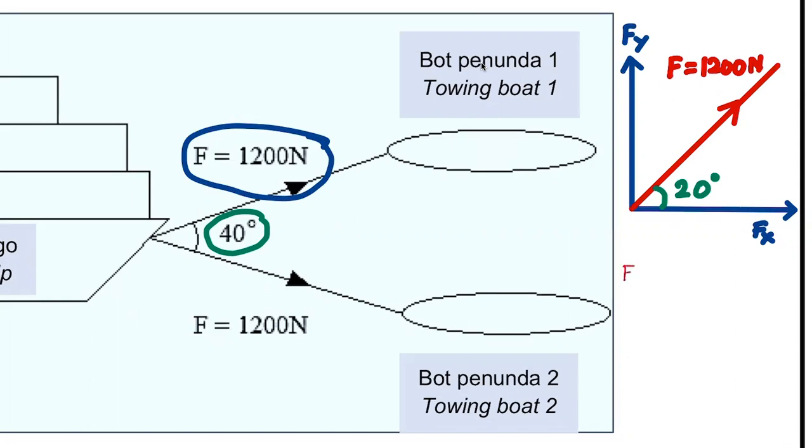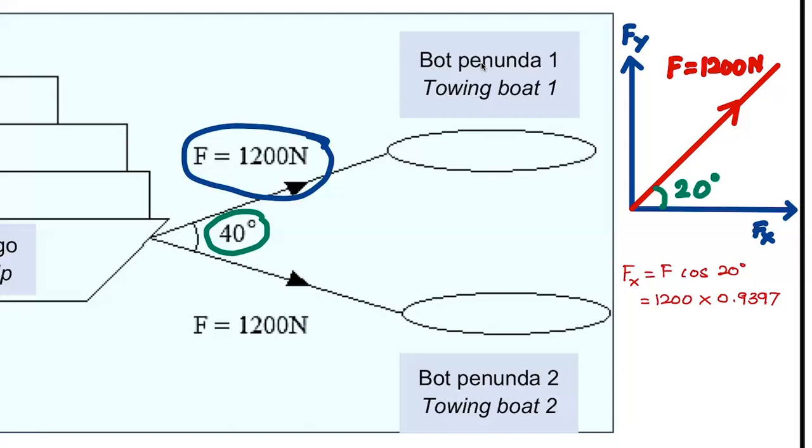What is the value of Fx? Find the value of Fx. Cos 20 times 1,200. Yeah, betul. Correct. So it should be written as F cos 20 degrees, kan? Okay. So F is 1,200, and then you times with the value of cos 20, which is 0.9397.